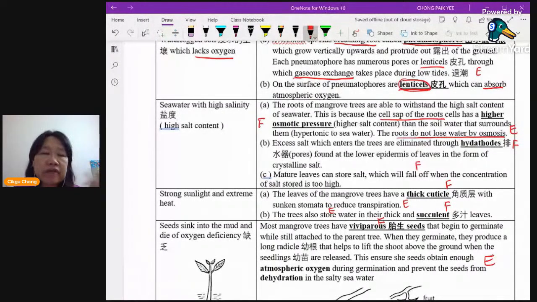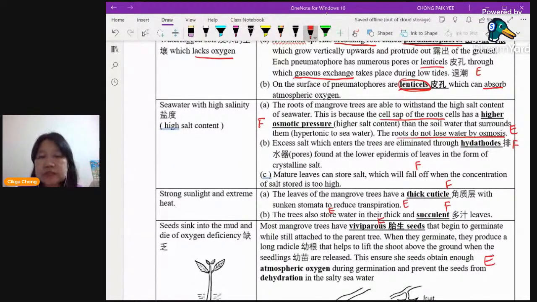Then what about having too much salt in the cell? They have to remove it. They have special structures called hydatodes. Okay, hydatodes, you learned that already. They are special little structures at the epidermis of the leaves, the lower epidermis, able to excrete, or remove, the salt. The salt will come out through the hydatodes.